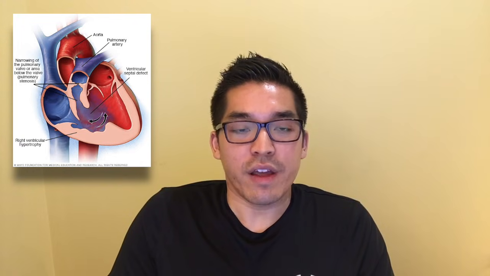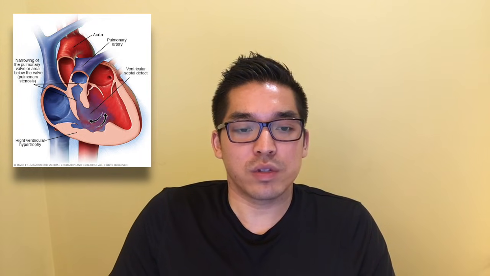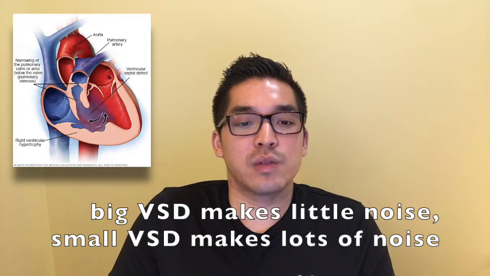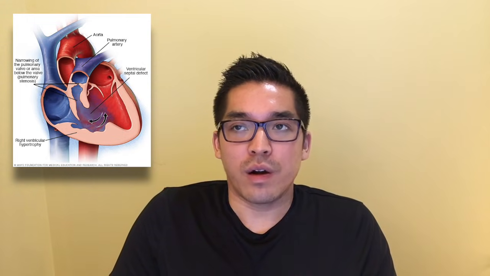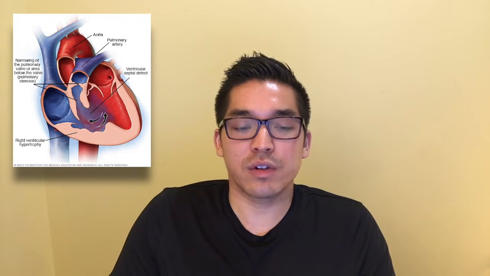And then the last one is Tetralogy of Fallot. Tetralogy of Fallot is characterized by a VSD, pulmonic stenosis, overriding aorta, and right ventricular hypertrophy. And then remember here, the main murmur is actually the pulmonic stenosis murmur and not the VSD. Kids with Tetralogy of Fallot can have tet spells, which means when they are crying or exercising, they have decreased systemic vascular resistance.